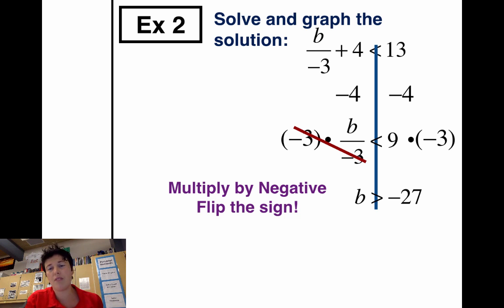Don't believe me? Well, test a point. Pick something bigger than negative 27 and see if it works. It should work in this problem. So we're going to put it on a number line and be all set to go here.